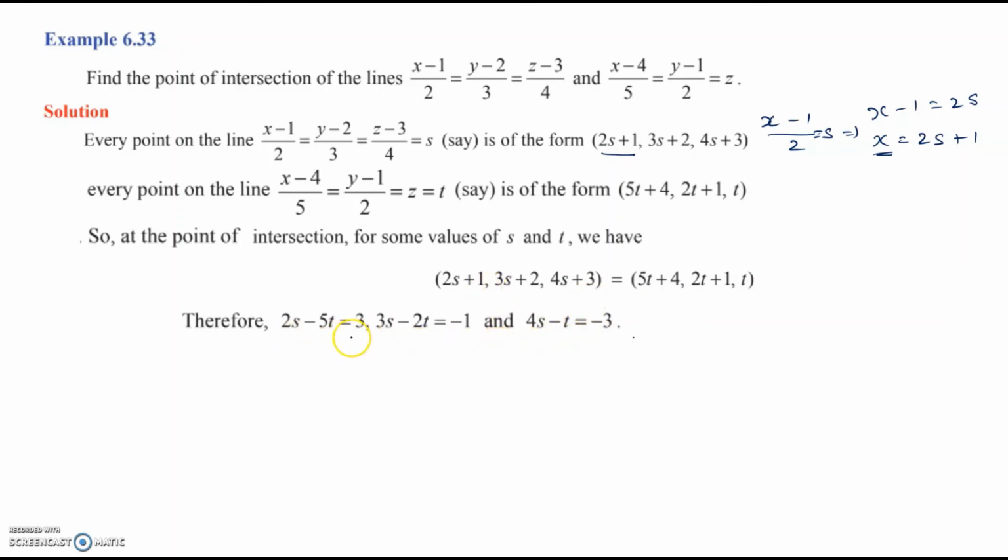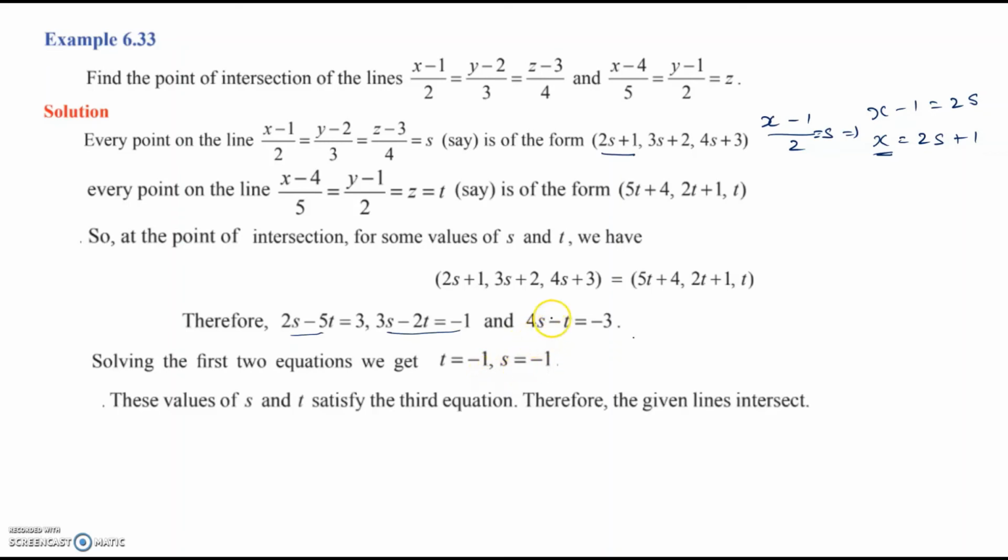So now let's solve the first two equations, which is this one and this one. Solving these two, you will get t is equal to minus 1 and s is equal to minus 1. Now if we substitute this value into this, you will get that these values of s and t satisfy the third equation. Therefore, the given lines intersect. So that was very easy, and finding the point of intersection of two lines can be done using the vector method.